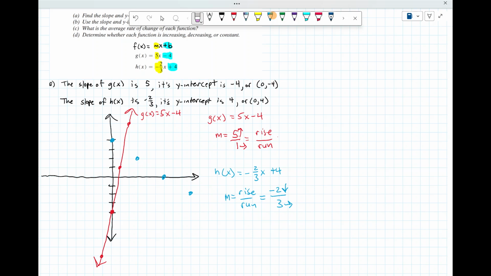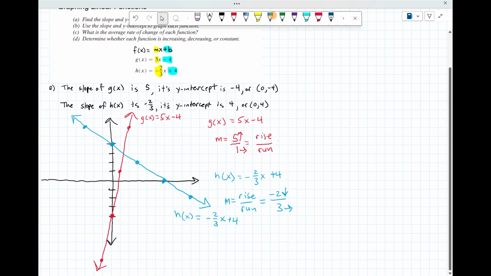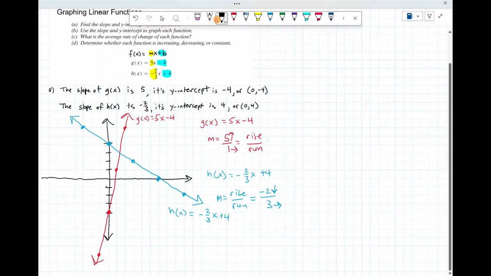And again, like I said, I like to have some points on both sides of my point, so I want to go in the opposite direction. So instead of down and to the right, I can also go up and to the left. So up 2, to the left 3, and I can plot at least one more point. Again, I'll try to draw the straightest line I can, and I will label my graph with the equation. Okay, so those are my two graphs. And so that was part B.